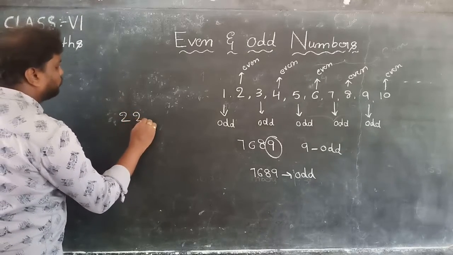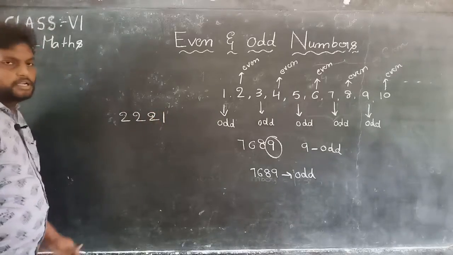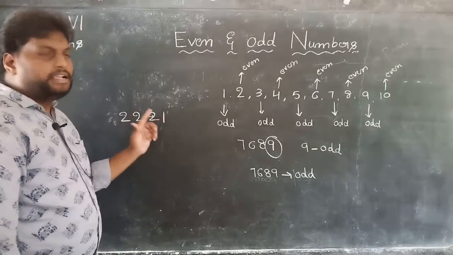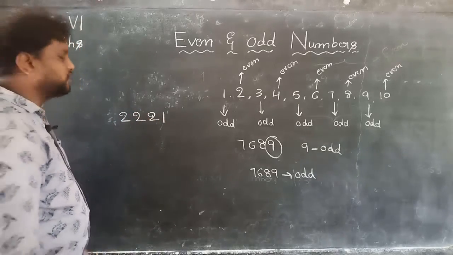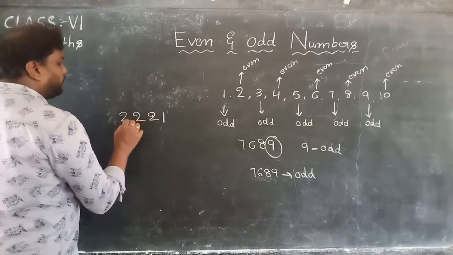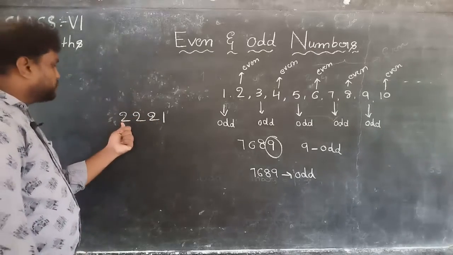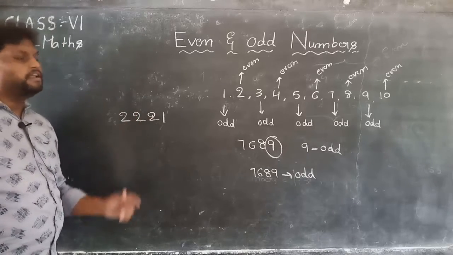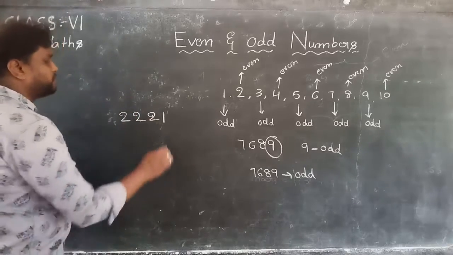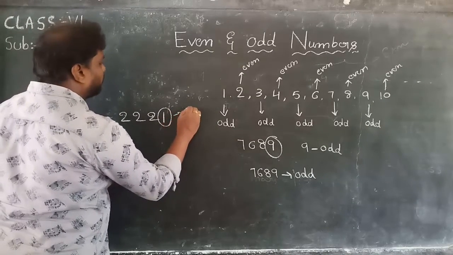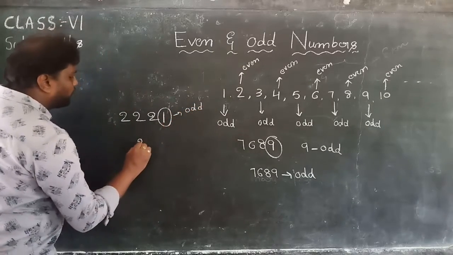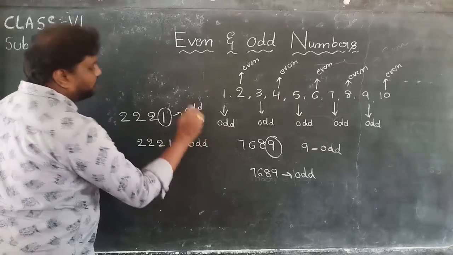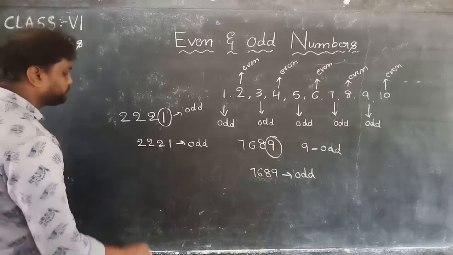2 2 2 1. Is 2221 an even number or an odd number? We'll check. The digit in the thousands place is even, the hundreds place is also even, and the tens place is also even, but we have to consider the ones place. In the ones place, what is the value? 1 is odd. That way, the whole number 2221 is an odd number.